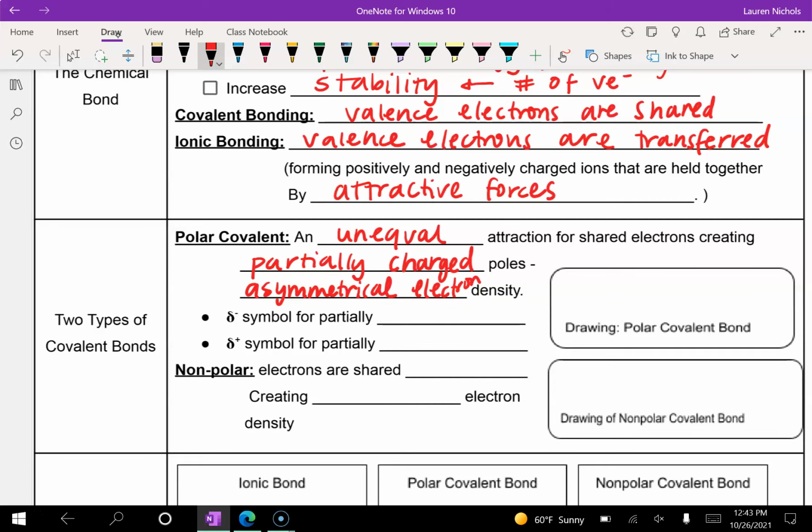So what that means is if we were to draw what a polar covalent bond looks like, you're going to have something with a partial positive charge.